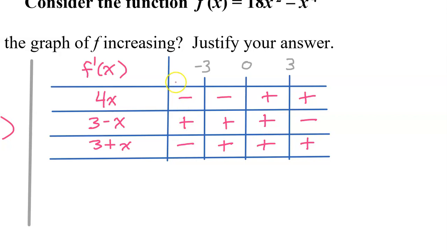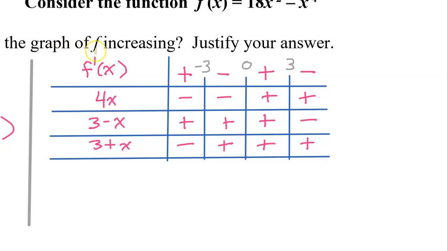But what about the overall sign of f prime? Just count the negatives. If we have 2 negatives, that's going to make a positive. If we have only 1 negative, that's going to give us a negative. If we have all positives, obviously that's positive. And here, again, we have 1 negative, so that's going to be a negative.